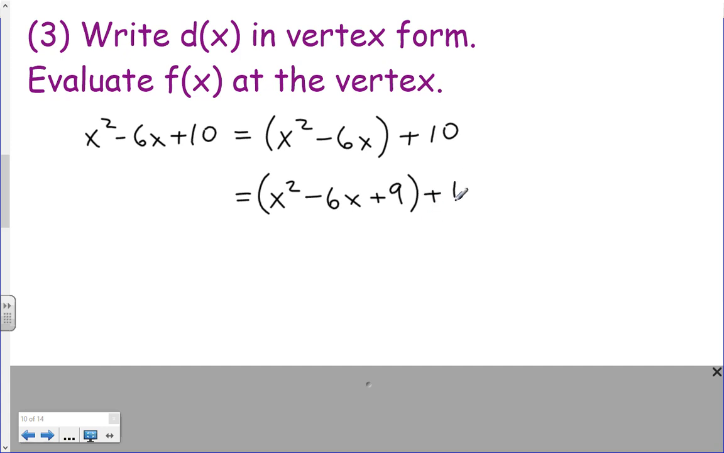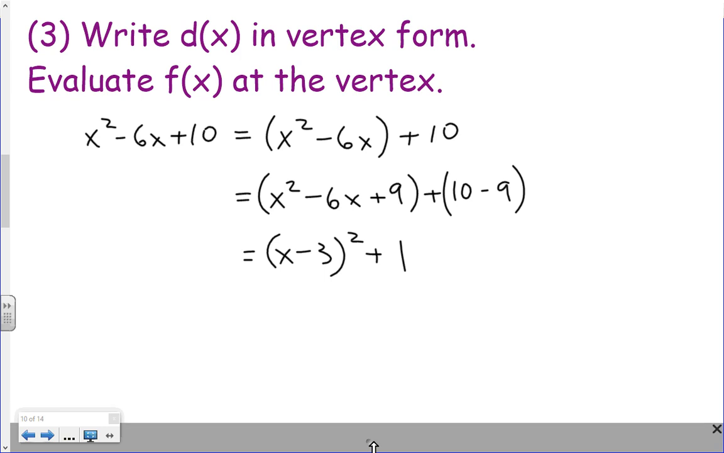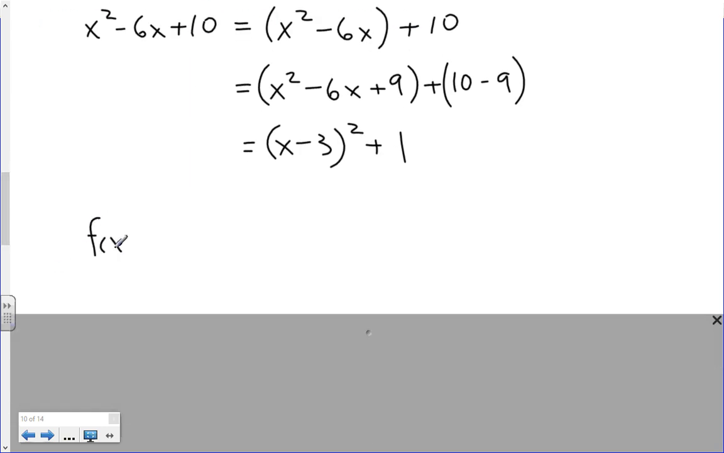And that's plus 10. If I add 9 to this problem, I have to make that a clever form of 0, so I have to subtract 9 back out of it. Therefore, I don't change the problem at all. Now what do we end up with? I have x minus 3 squared, and then 10 minus 9 is plus 1, right? So I can rewrite f of x this way: f of x is equal to the negative 2 that I had out front, plus 5 divided by x minus 3 squared plus 1.